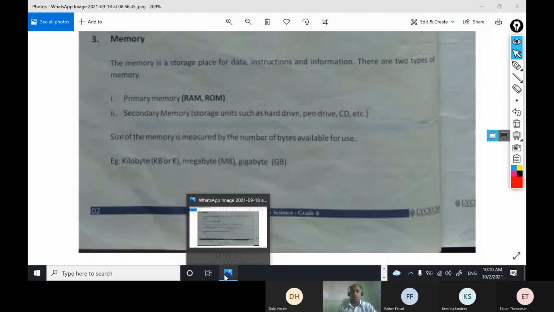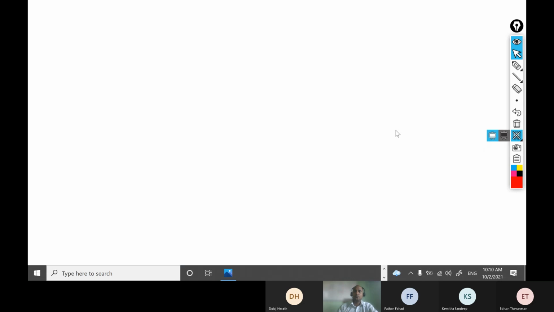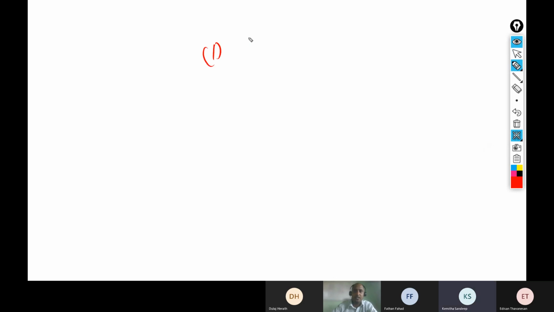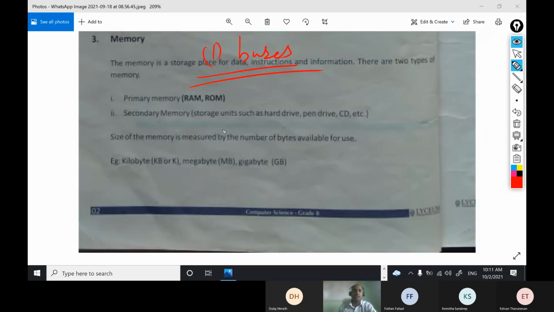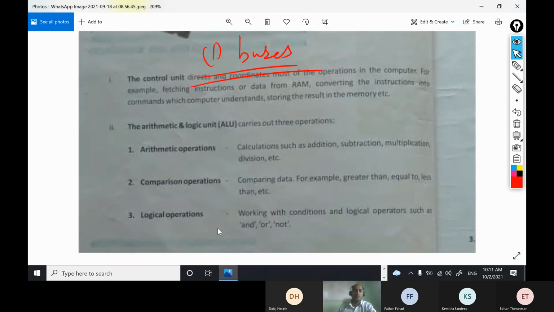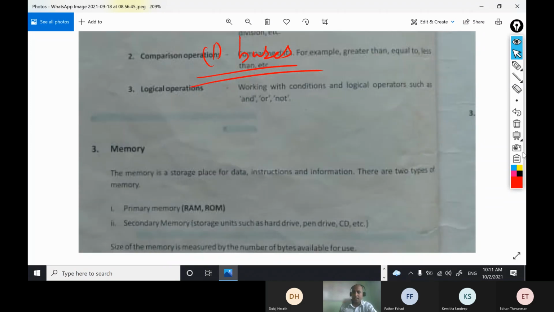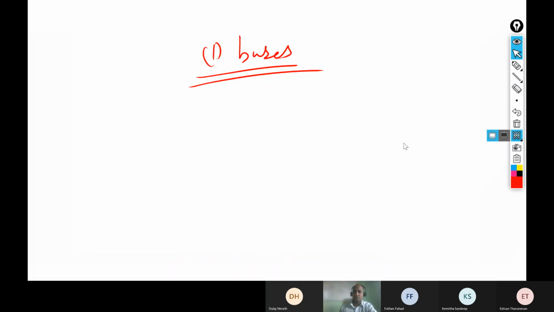So, okay. Now I think I have missed one thing. Buses. Yes, in your book it's not there, right? Here you have only two things, the control unit. They don't even mention the registers, nothing like that. But I will give a small hint here. Buses. What do you mean by the bus?